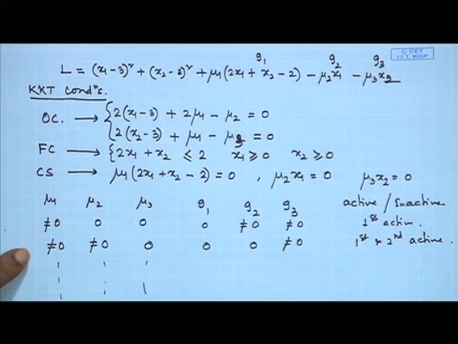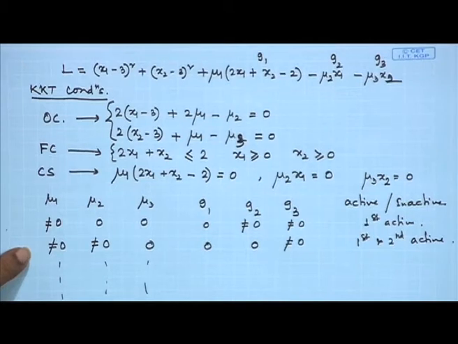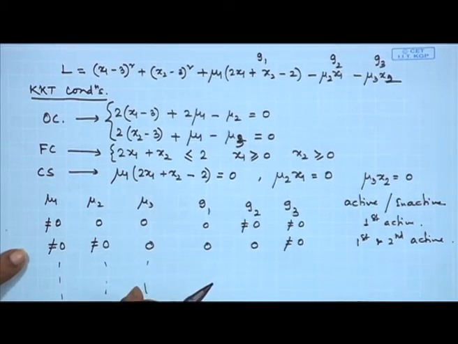Depending on the combinations of mu 1, mu 2, mu 3, whether they are 0 or non-zero, we will get a set of values for x1, x2. What we need to do is find out, for the corresponding cases, what would be the values of x1, x2. Are these satisfying the KKT conditions? Then we will declare this a KKT point, otherwise not.